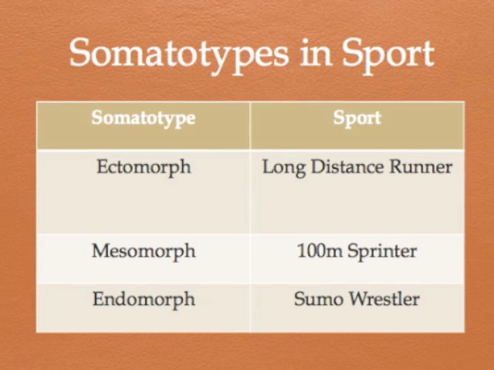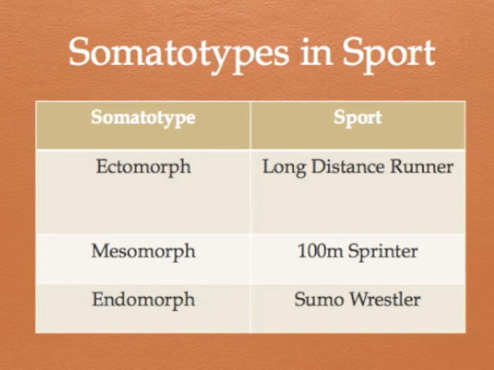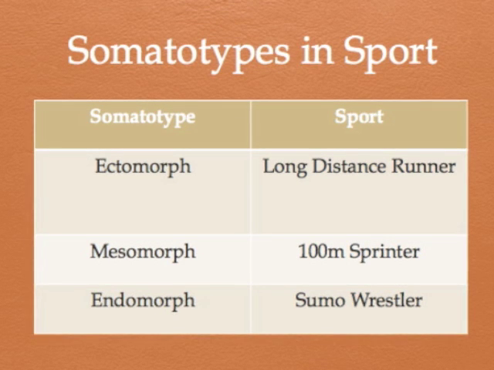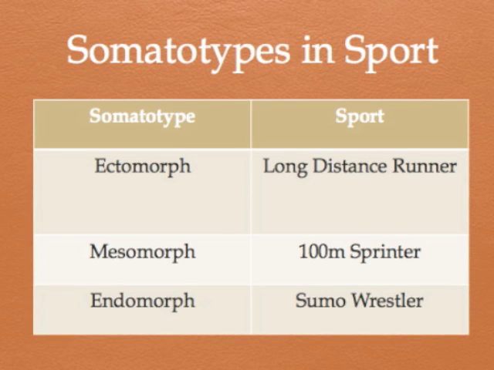Endomorphs are often grouped in sports that depend on power, for example forwards in rugby or sumo wrestlers. Their extra body fat means that they can literally get more weight behind themselves or their actions.